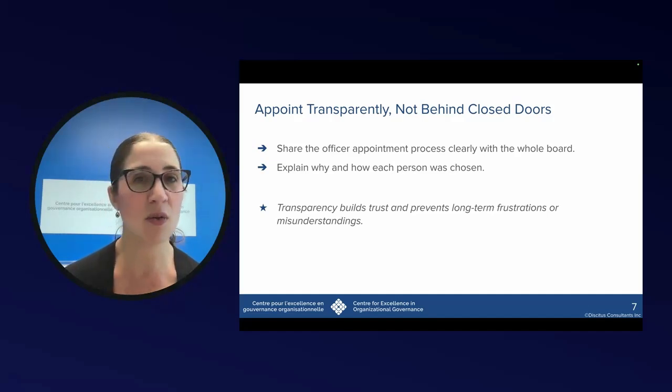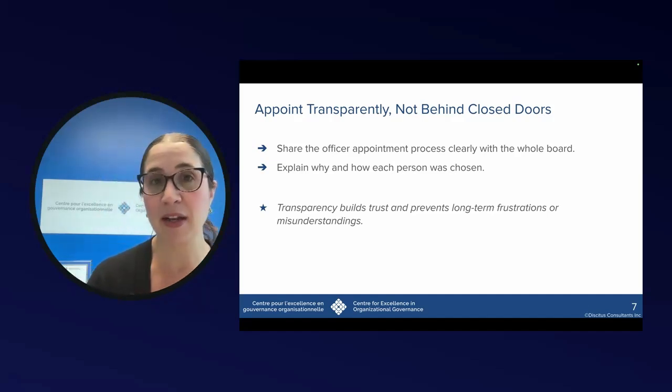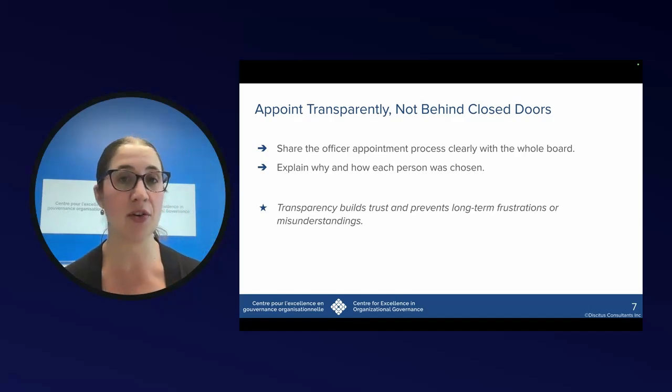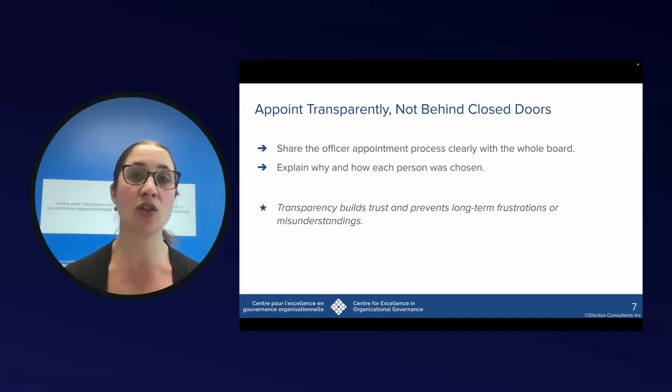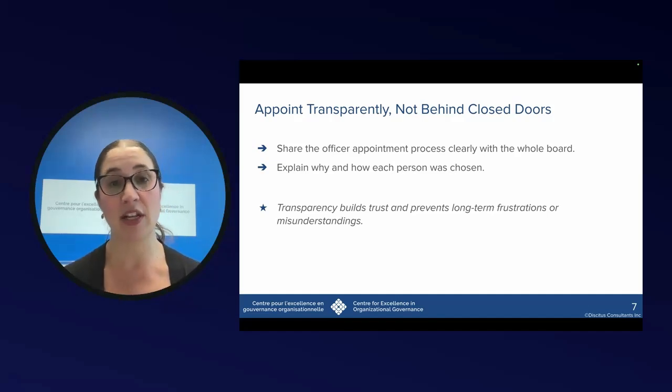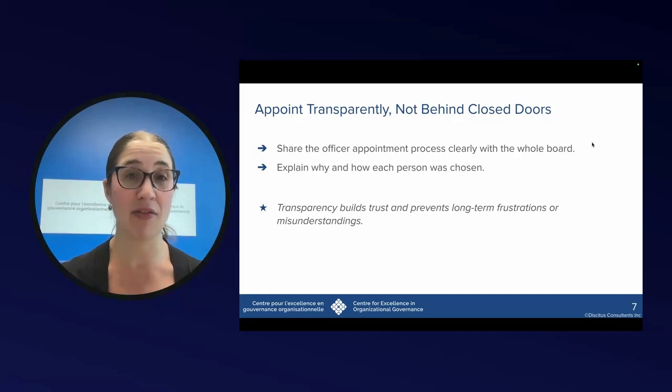Explain why and how each person is chosen or proposed, either by governance committee or some other way, depending on your board functioning and your policies. This might look a bit different, but explaining the why and the how usually goes a long way towards building transparency, trust, and preventing long-term frustrations or misunderstandings at the board level when it comes to appointing and naming officers.